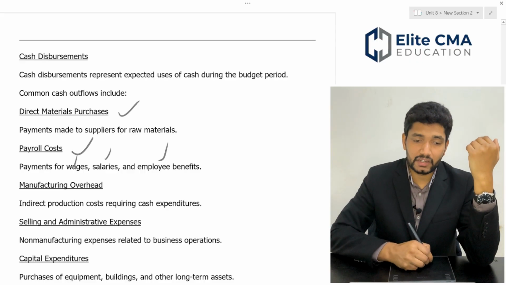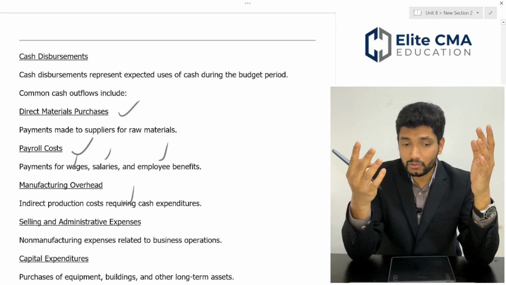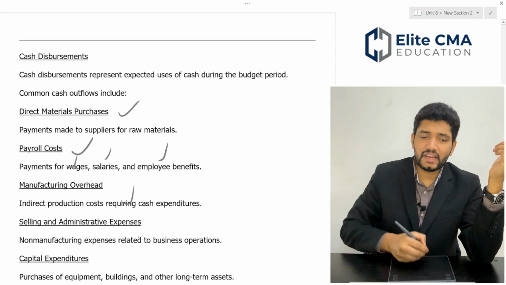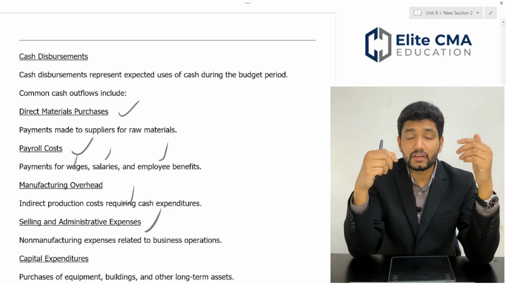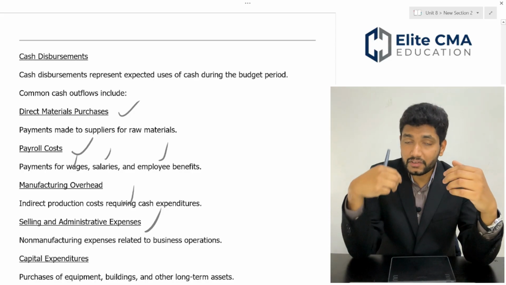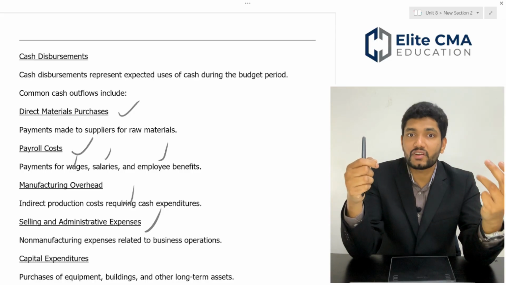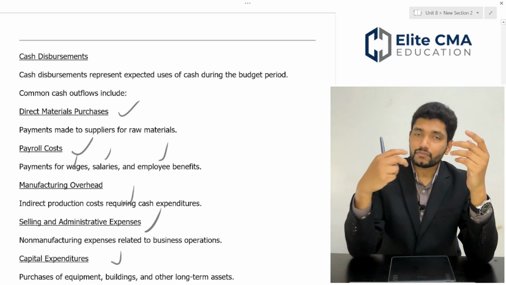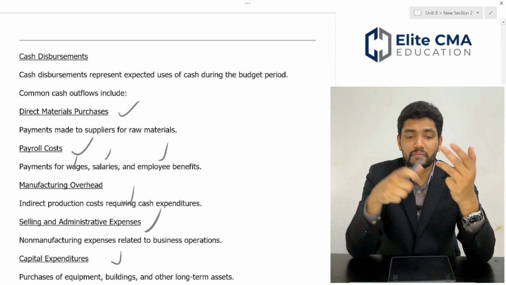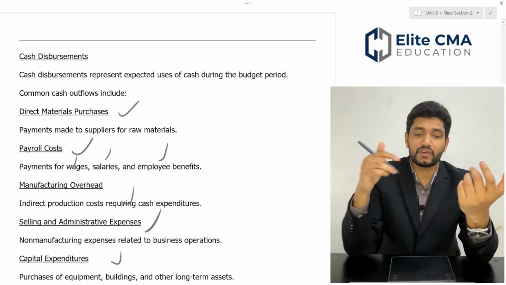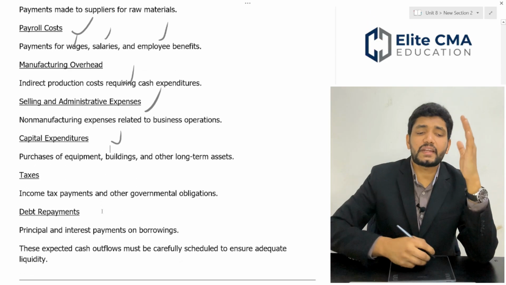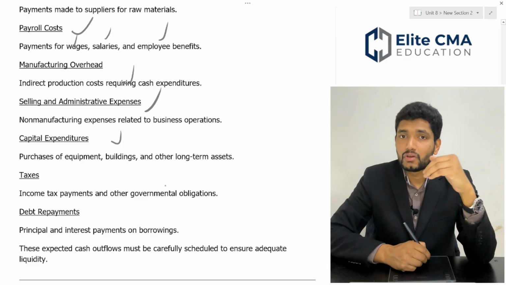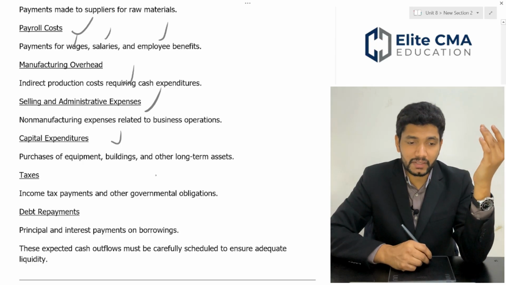Then manufacturing overhead. That means all the indirect product cost requiring cash expenditure. Then the selling and administration expenditure, like non-manufacturing expenditure related to business operations. Then the capital expenditure, which includes your purchase of equipment, buildings and other long-term assets. Then the taxes. Taxes mean the income tax payment and other government obligations which have a cash outflow commitment.